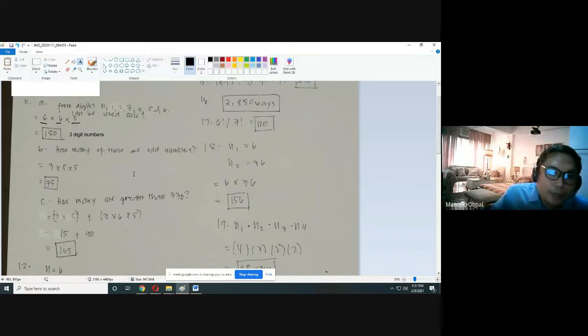Now for letter B, how many of these are odd numbers, okay? So, 3-digit pa rin yung ina-ask. Ano tayo? First, in short, 3 pa rin paglalagyan natin. The question, how many of these are odd numbers? So, ibig sabihin, yung answer dapat natin dito, hindi dapat sumobra ng 180 because B is related to A. Okay? Ina-ask ka lang, out of 180 3-digit numbers, ilan lang yung odd numbers?